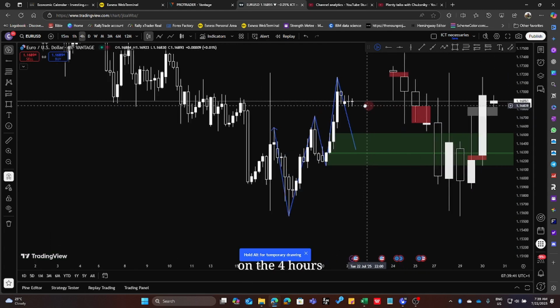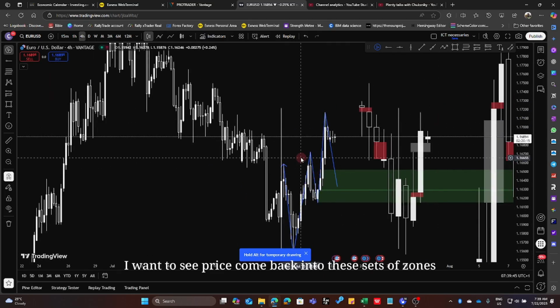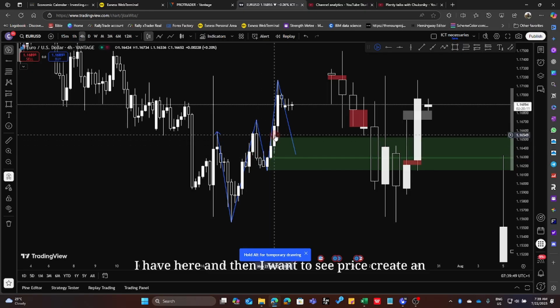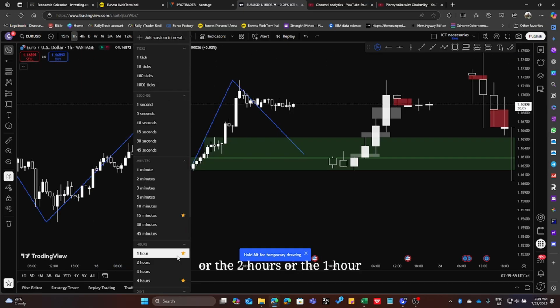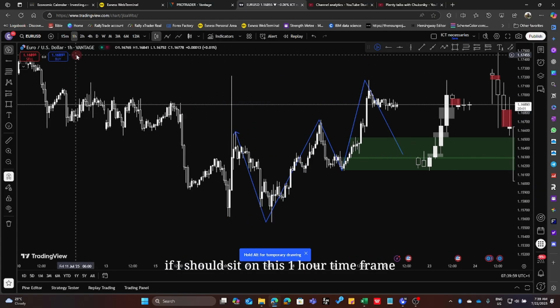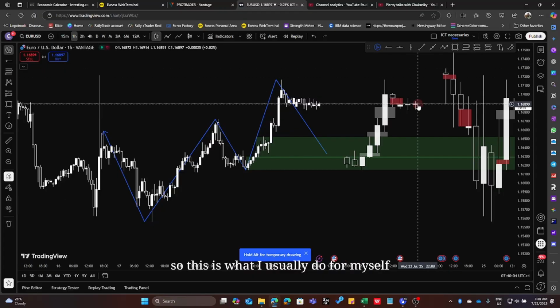On the 4 hours, I want to see price come back into this place. I want to see price come back into these sets of zones I have here. And then I want to see price create a bullish engulfing bar. Meaning, if I should sit on the 4 hours or the 2 hours or the 1 hour, I prefer to use the 2 hours anyway. If I should sit on this 1 hour time frame, monitoring this one. So this is what I usually do for myself.